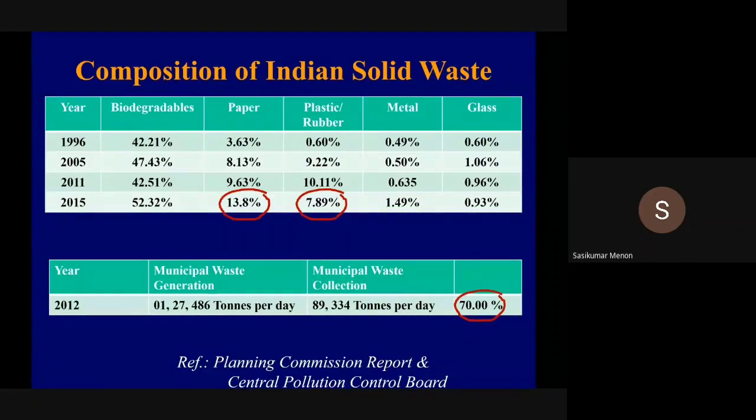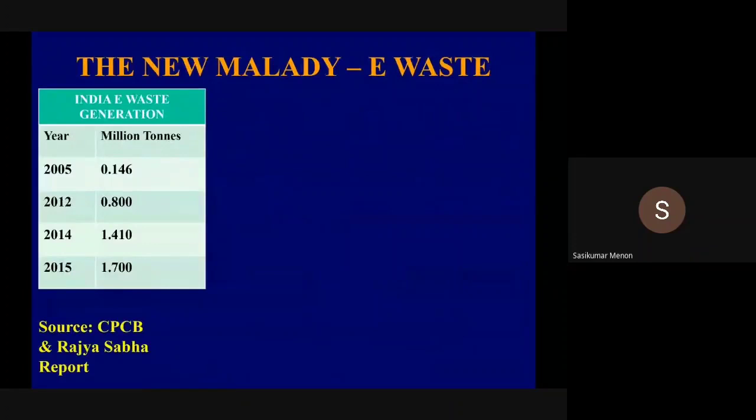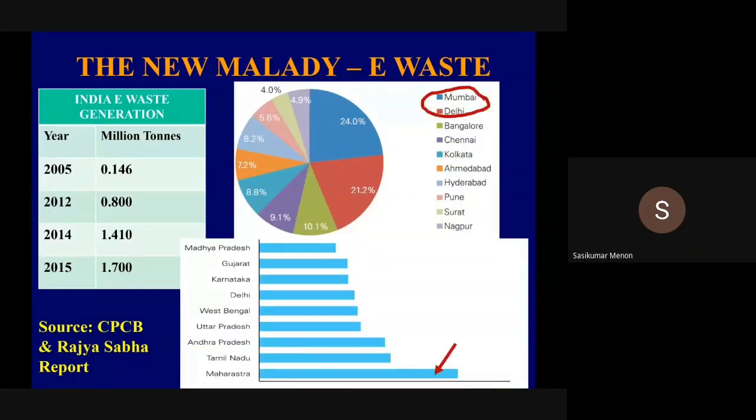Now there is a big malady which has come up, that's the e-waste. If you see the increase in e-waste from 2005 to 2015, again it is almost 10 times. And if you look at the cities that produce it, just Mumbai and Delhi together produce almost 45% of the e-waste. And even today we don't have a very good policy of disposing and managing e-waste. This is another big problem, and this is not going to help us in sustaining our biodiversity. So this is one aspect.